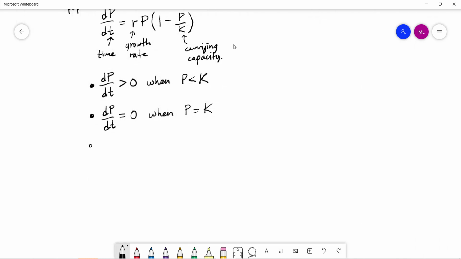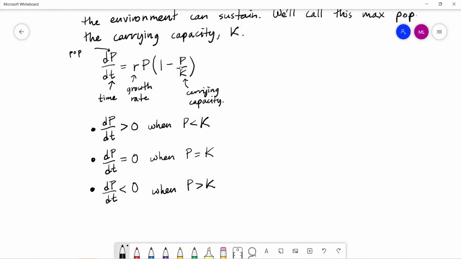And lastly, if we start off with a population that is above the carrying capacity, so if P is greater than K, if our population is larger than the environment can sustain, I should expect to see a die-off. I should expect the rate of change to be negative, less than 0. And again, this captures that behavior. If P is a value larger than K, then this ratio will be larger than 1. I'll have 1 minus something bigger than 1, and this result will be negative, which will make the whole right-hand side negative. So this model satisfies all three of these criteria that make sense.